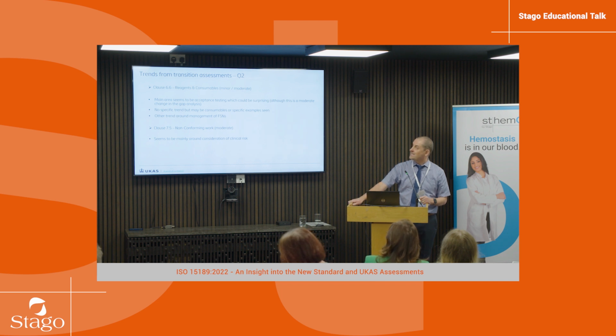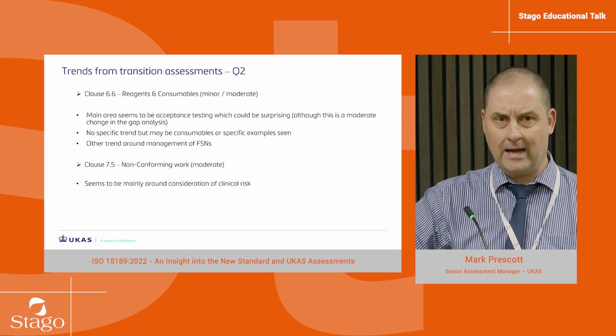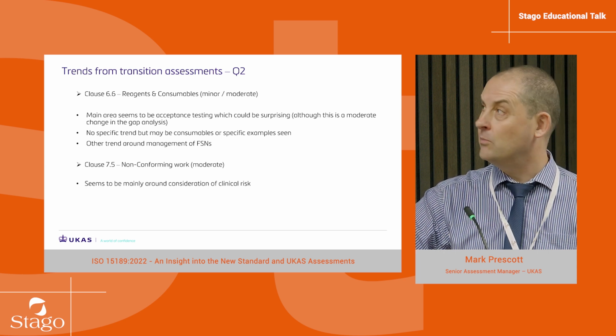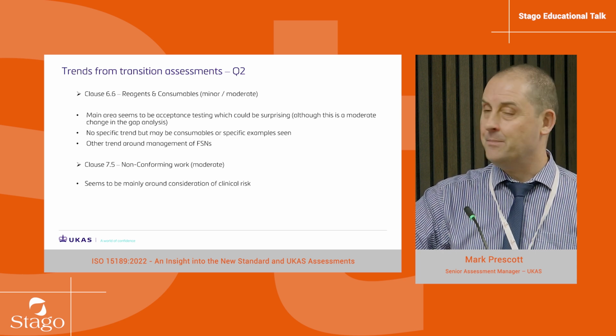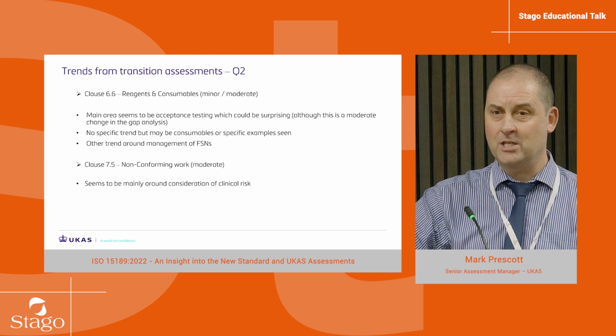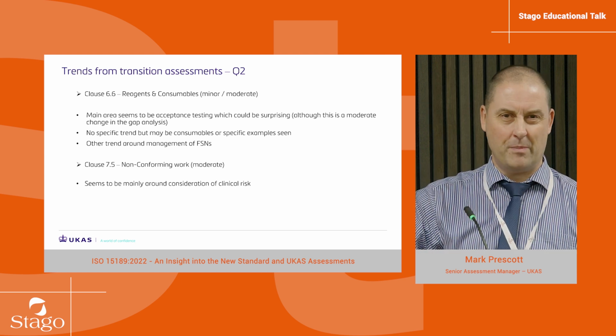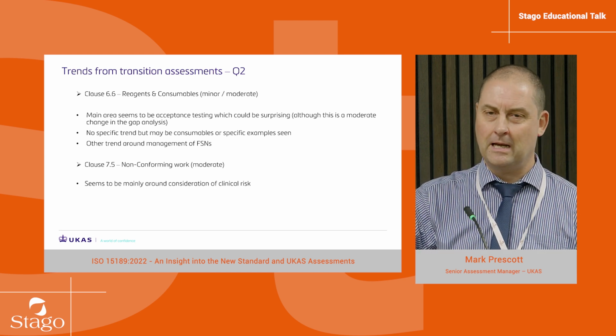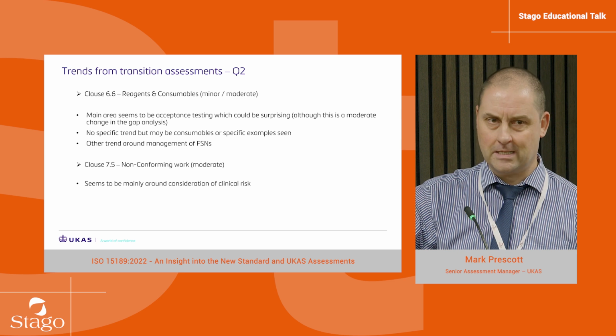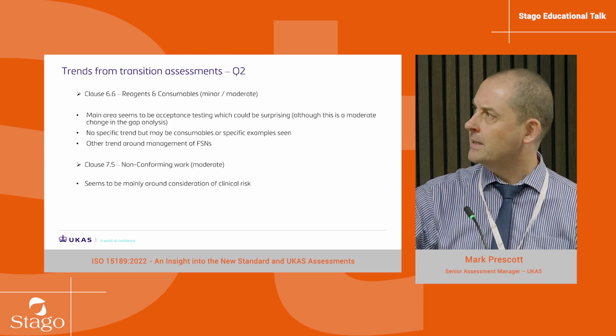Just a few other little bits there. I'm not going to spend a lot of time on these. Acceptance testing, quite a lot of findings on this. I'm surprised about that one. I don't really know how that's happened. I think I've seen a few findings where assessors have seen gaps in acceptance testing records and raised that finding against the transition when perhaps it should have been raised against the surveillance. I think that may be why acceptance testing has been a key area.